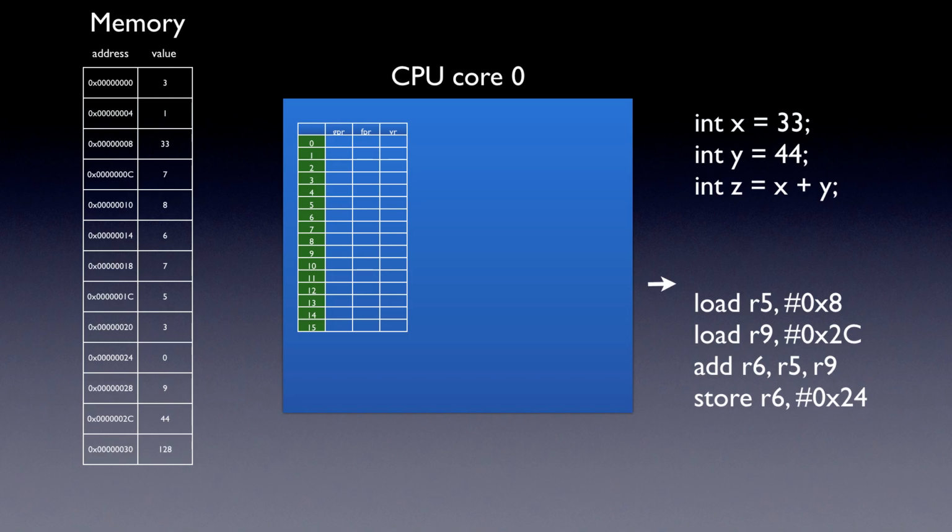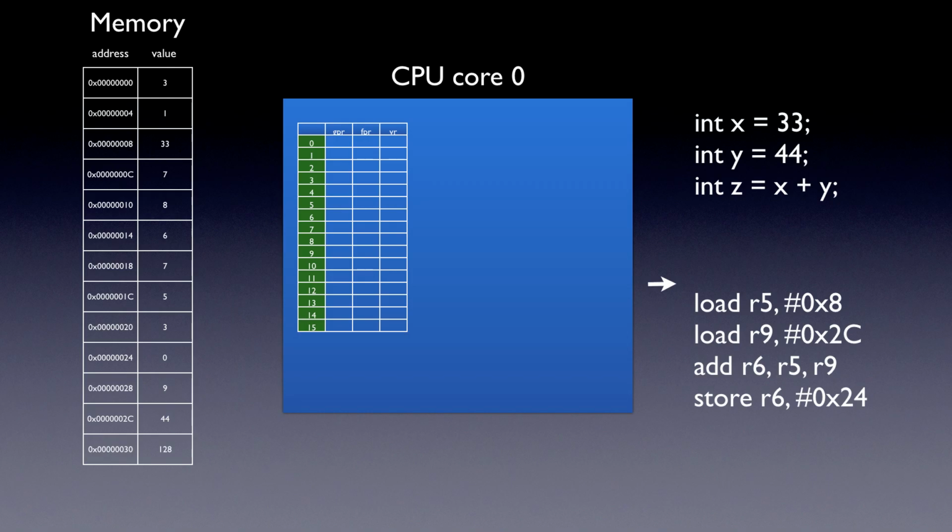Okay, so this is what some fake assembly might look like for the program that you see above. So we're going to go ahead and pretend that the variable x that you see up there is stored in address 8, and the variable y is stored in address 2c. Now, if you look at the memory on the left, if you look at address 8, it really has 33 in it, and if you look at address 2c, it has 44. So everything kind of matches up.